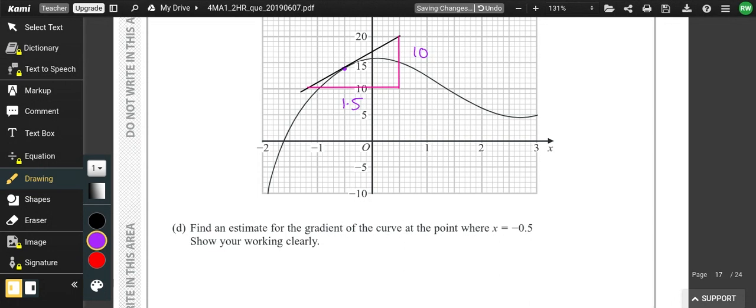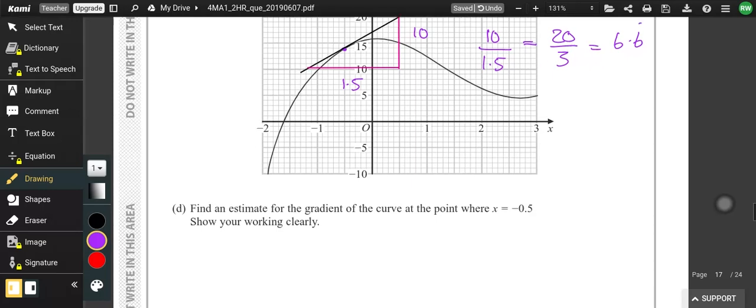So do 10 divided by 1.5. That gives us 20 over 3, which is about 6.6, something like that. The exam allowed you anything between sort of 5 and 7 for that. So, even if your tangent's a little bit off, you should be okay with that one.